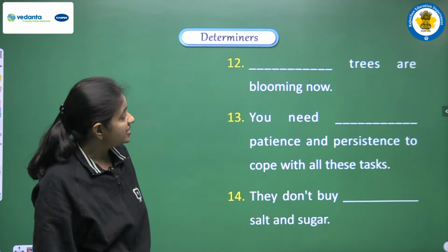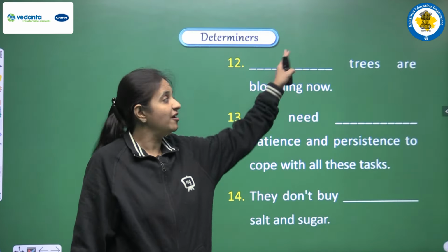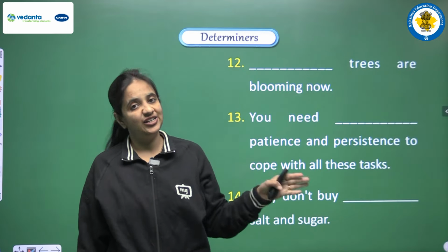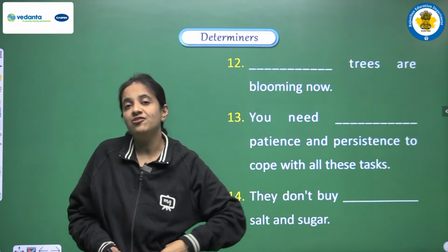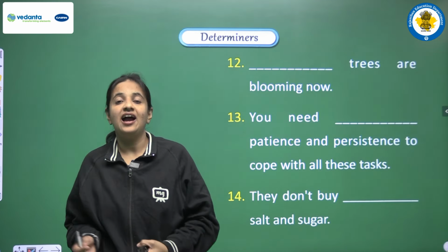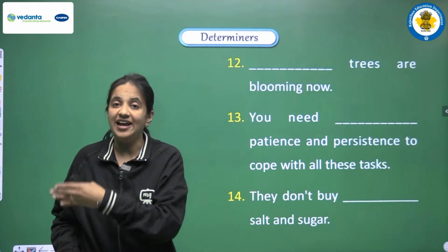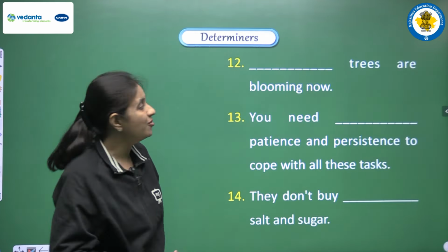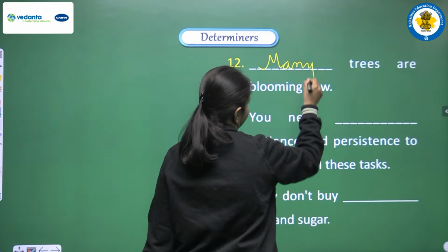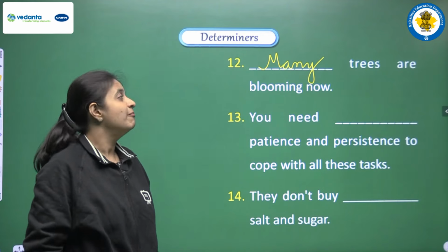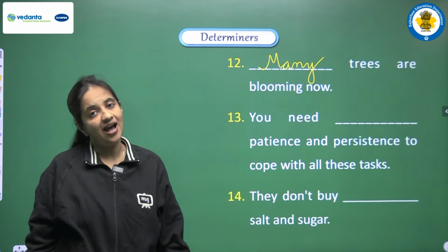Next sentence, trees are blooming now. So we are having trees as a noun, and trees is a countable noun. We all know, we can say that there are 5 trees in this garden, there are 20 trees in that garden. So trees is a countable noun, and this is the reason in this blank our answer will be many. And the sentence will be, many trees are blooming now.